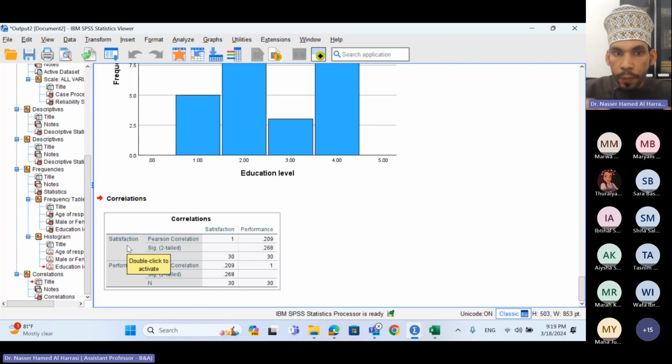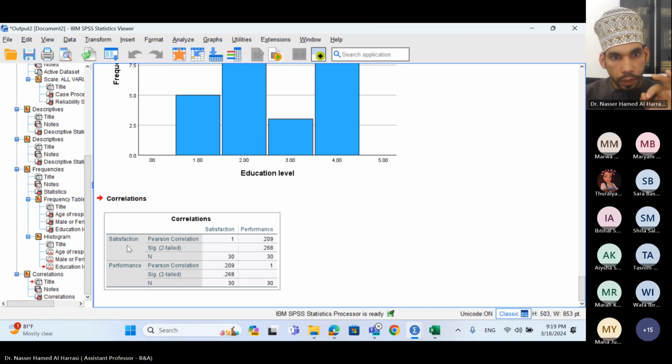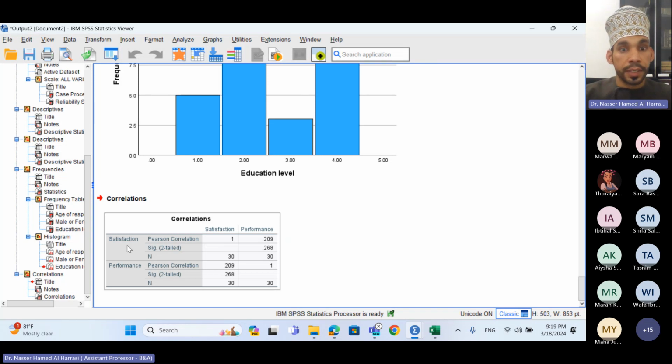So I'm going to copy this table and put it in the report. Let's say, for example, the respondents come from BDO company. So what I'm going to interpret as the finding is: the analysis of correlation results indicates that there is a positive, weak relationship between satisfaction and performance in the petroleum development company.